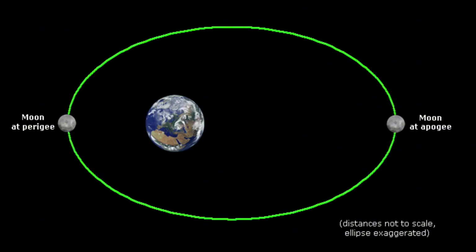We're going to be seeing the moon during the eclipse at its apogee right over here to the right. Apogee is the farthest point away from the Earth that the moon can be during its orbit.